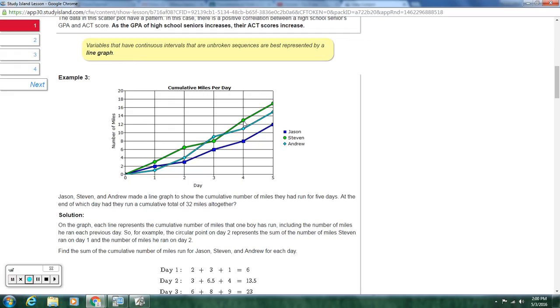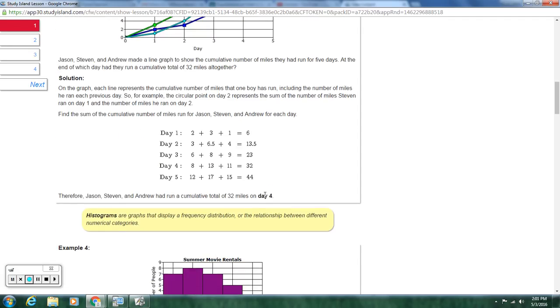What is that one? 32. So what day did they run 32 cumulative total miles? Day 4. So it's not a hard question. I mean, was it hard to add 8, 11, and 13? No. I mean, you could have done that without a calculator. But you got to understand what the question's asking. So there it is, day 4.